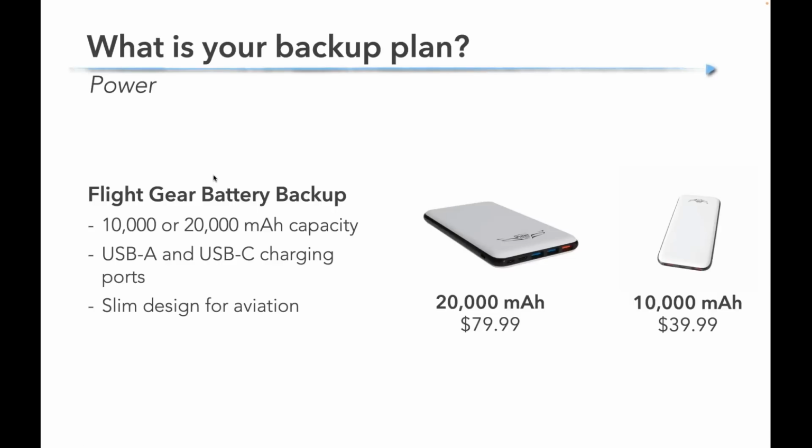So we see a lot of interest in these backup batteries, and I want to highlight the two that we developed here at Sporty's. There's a small version on the right, which is 10,000 milliamp hours, and then the bigger version, and it's bigger in capacity, but really not that much bigger in size. It's a very compact unit, and the slim size fits well in flight bags. But that one provides 20,000 milliamp hours for just under $80.